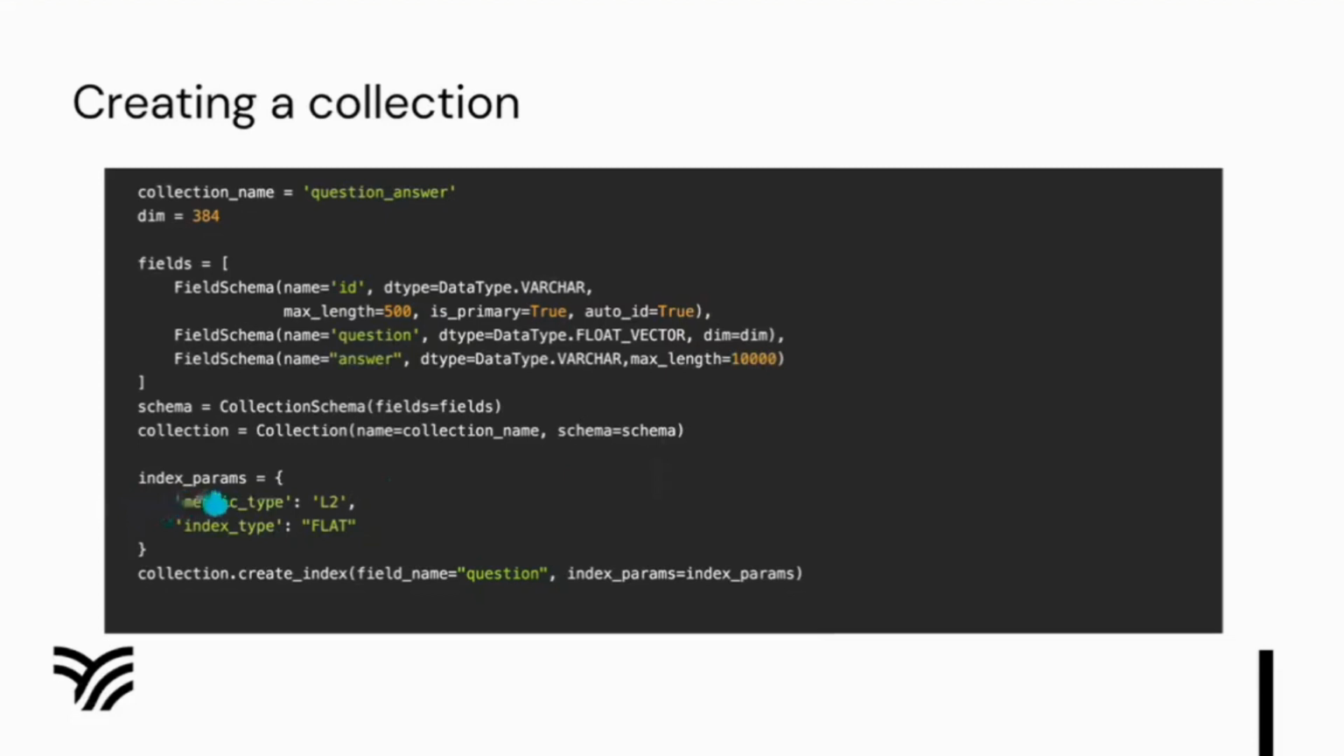The metric type is the similarity metric, right? Here we are using L2. L2 is like a Euclidean distance, right? The similarity types we will discuss later on in the slides, right? So in this line we will create the index with the field name and index parameter.